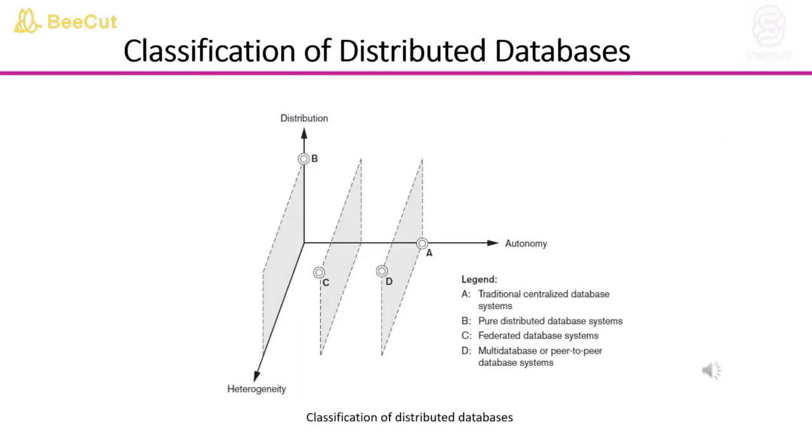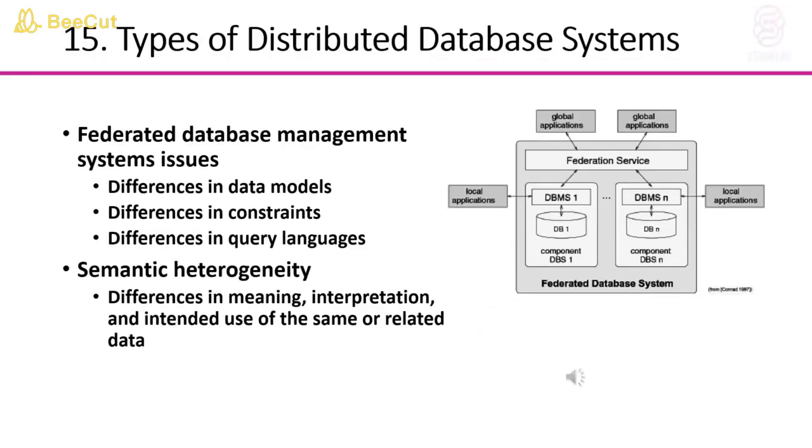This slide shows the classification of distributed databases based on three dimensions: distribution, heterogeneity, and autonomy. There are some issues regarding federated database management systems. Differences in data models. Differences in constraints. Differences in query languages. Semantic heterogeneity: differences in meaning, interpretation, and intended use of the same or related data.